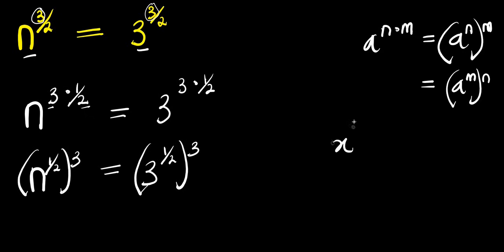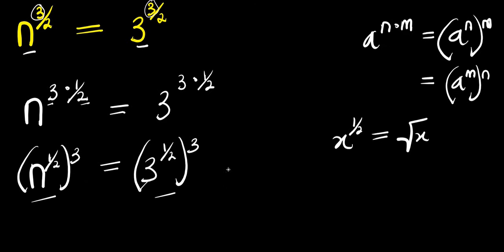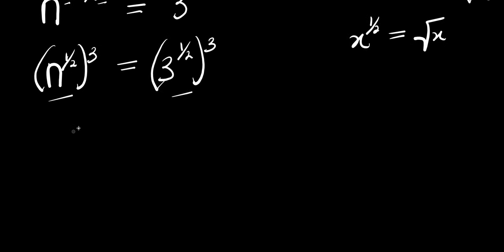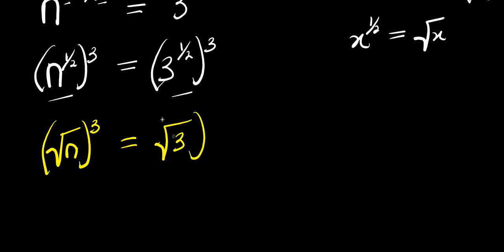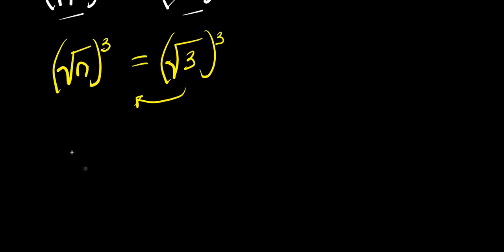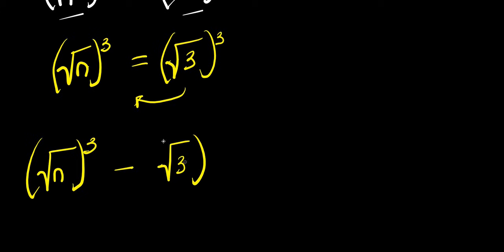Now, if you have x power 1 over 2, this equals square root of x. Apply that here and here. I will have square root of n to the power of 3 equals square root of 3 to the power of 3. So what we do is move this over here. I will have square root of n to the power of 3 minus square root of 3 to the power of 3, and this equals 0.